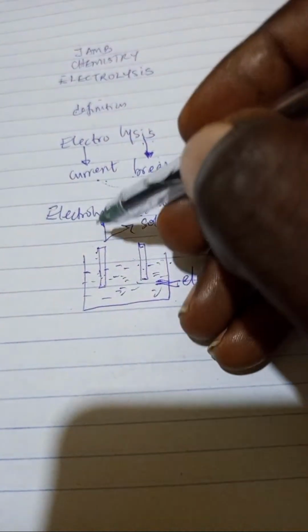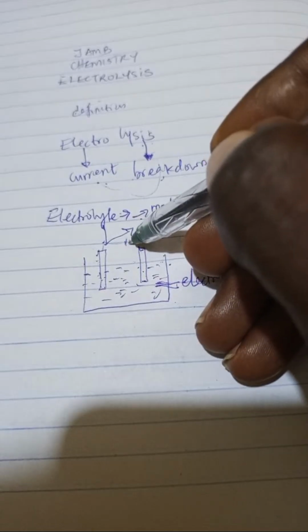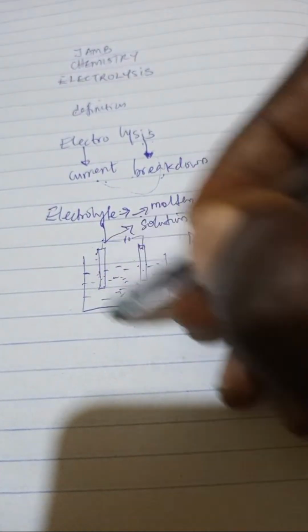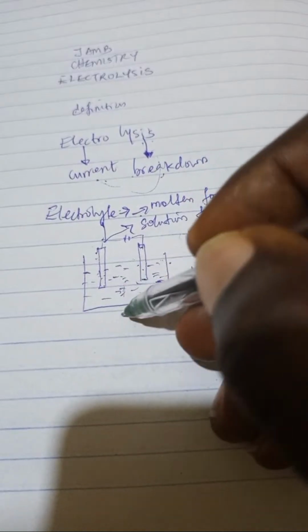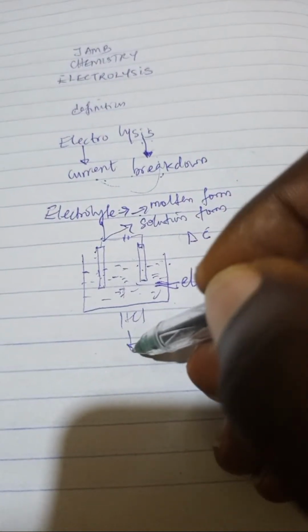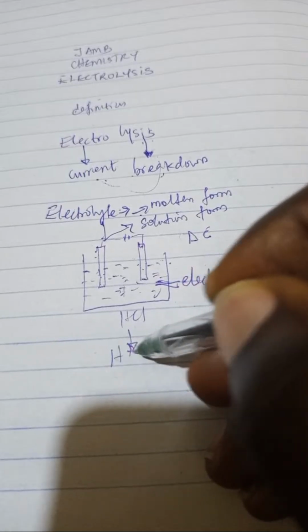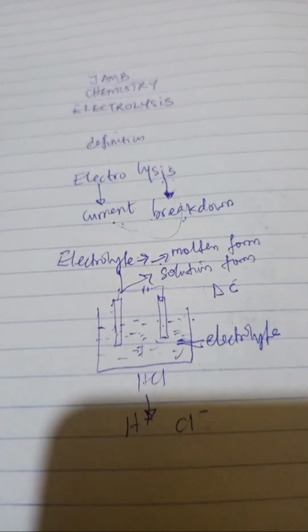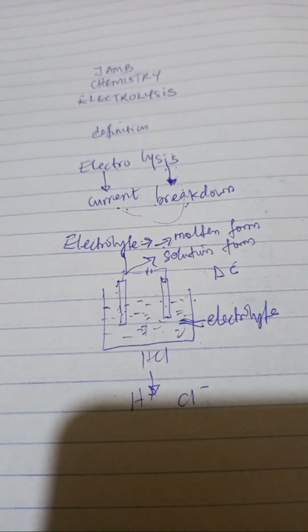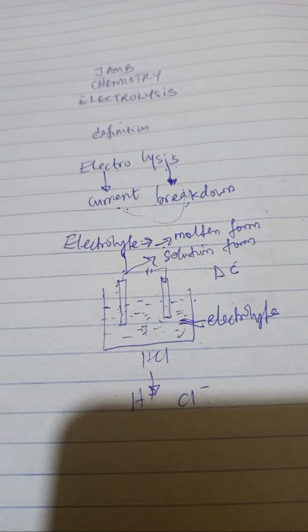If this is connected to a circuit, maybe a battery, the whole thing will break down the compound. Assuming the compound is HCl, for example, that compound will dissociate, and you're going to get H plus and Cl minus. As time goes on, I'm going to give you the formula. Trust me, there's no way you will miss any JAMB question if you follow me and watch this video carefully.